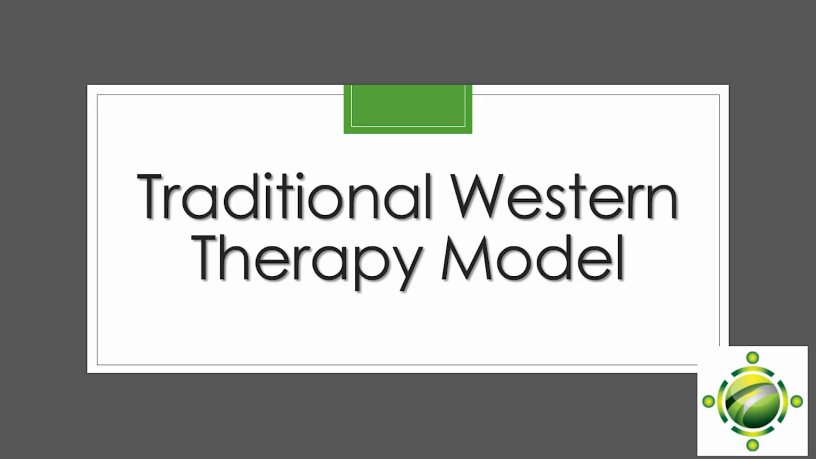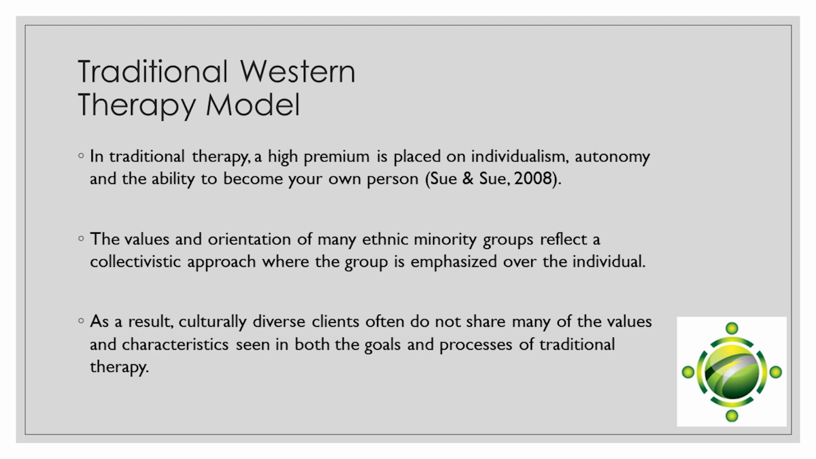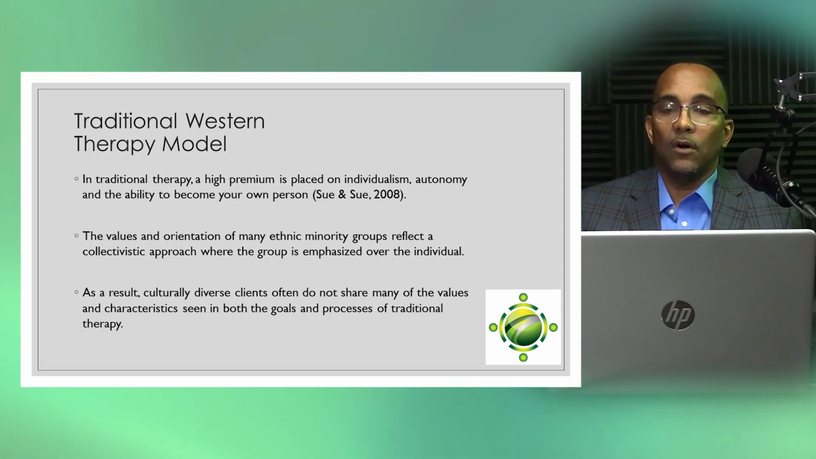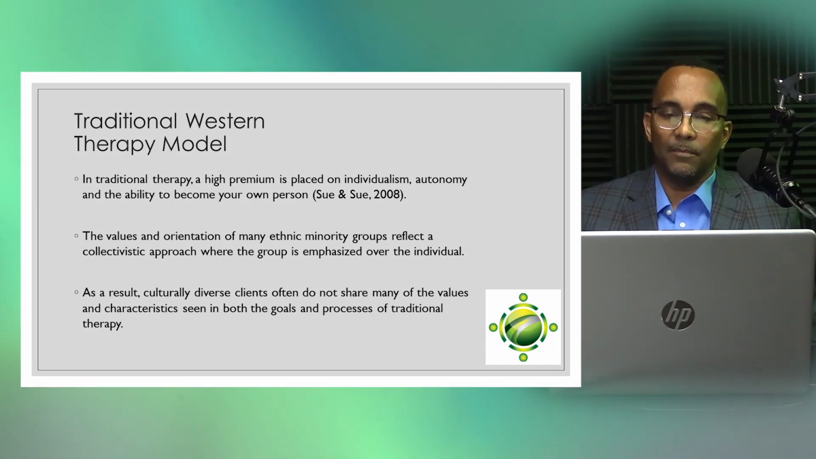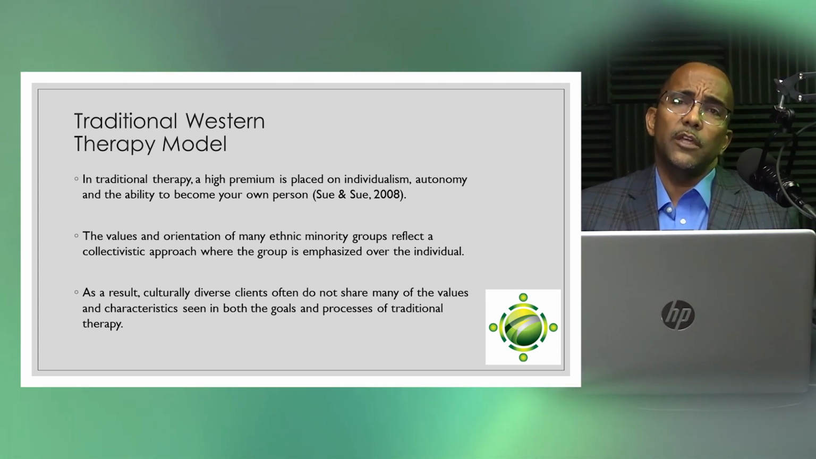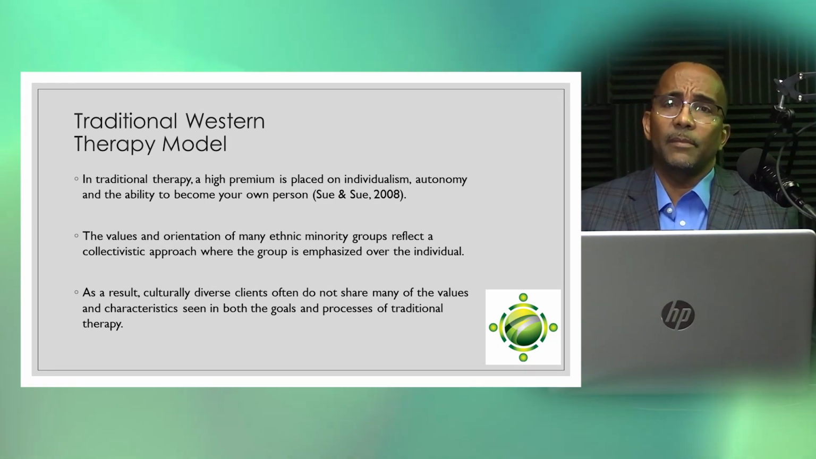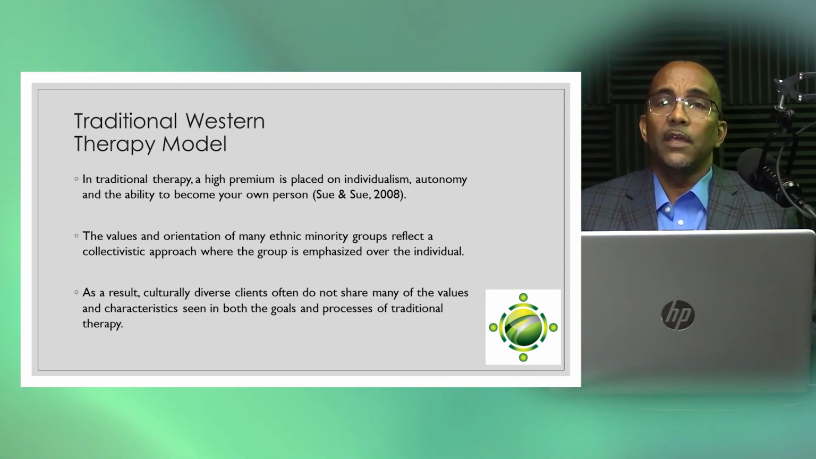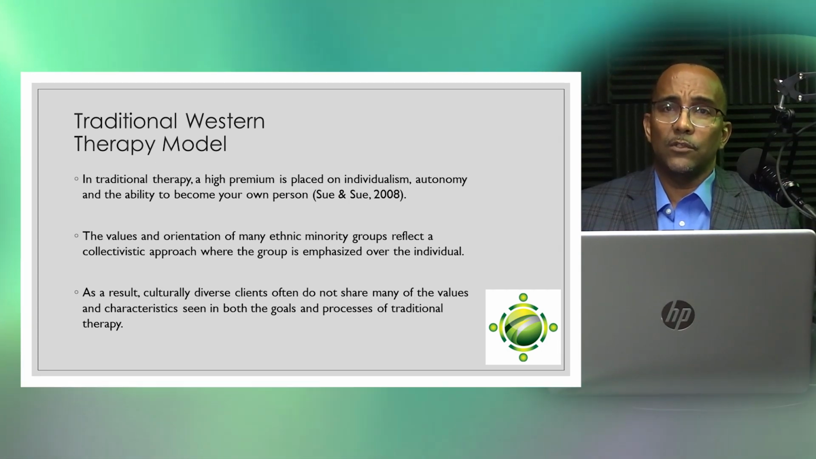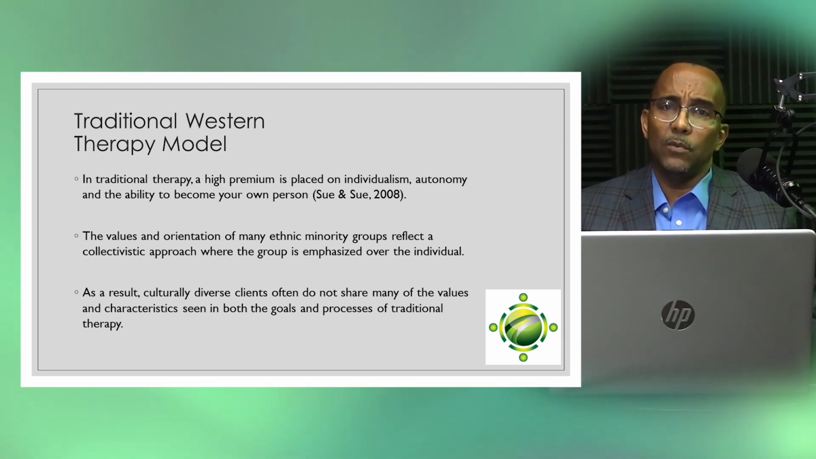So what is a traditional Western therapy model? Okay, let's talk about that a little bit. In traditional therapy, a high premium is placed on individualism, autonomy, and the ability to become your own person. The values and orientation of many ethnic minority groups reflect a collectivistic approach where the group is emphasized over the individual. So that's where there's some incongruence with our traditional therapy model, which promotes autonomy and individualism. That's in direct contrast to many ethnic minority groups that place an emphasis on the whole group as opposed to the individual. So you can kind of see where those things don't mesh too well.